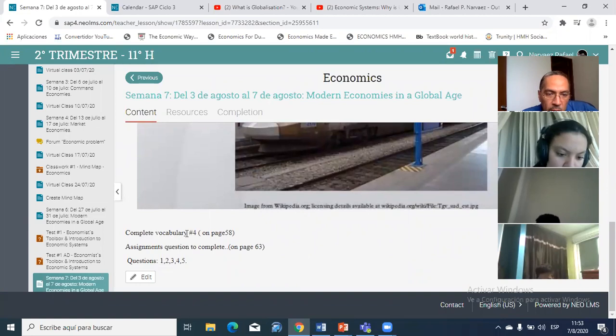Remember, you need to complete vocabulary number 4, that is this one, a modern economy in a global age, and also the assignment questions that you need to complete in your notebook. Question number 1, 2, 3, 4, and 5.